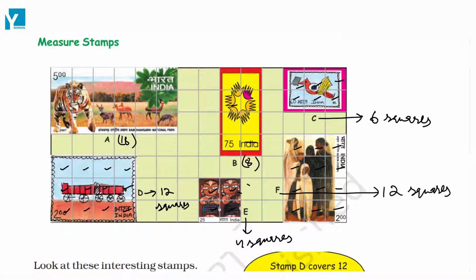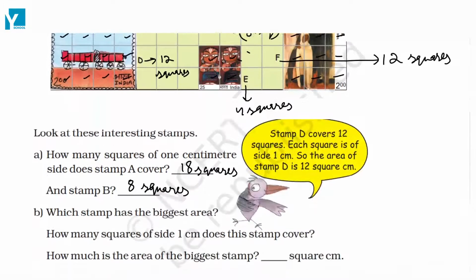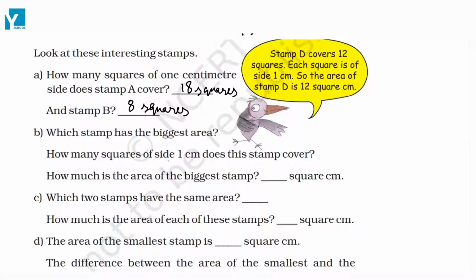So these are the different squares covered by stamps A, B, C, D. A covers 18 squares and B covers 8 squares. So now the question is, which stamp has the biggest area? Since stamp A covers the maximum number of squares, that is 18 squares, we will say that stamp A has the biggest area.